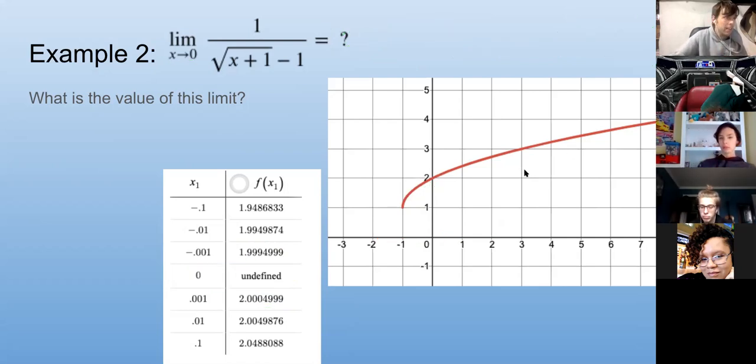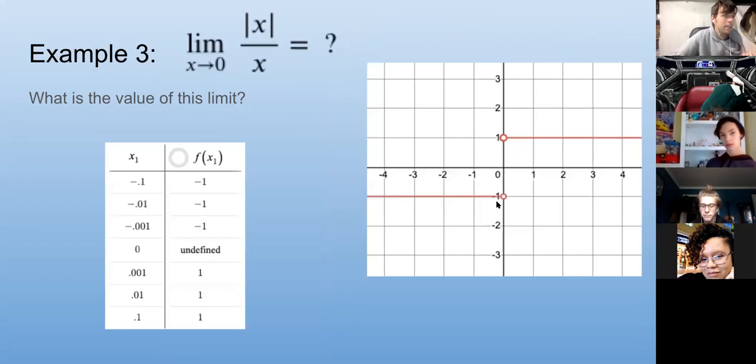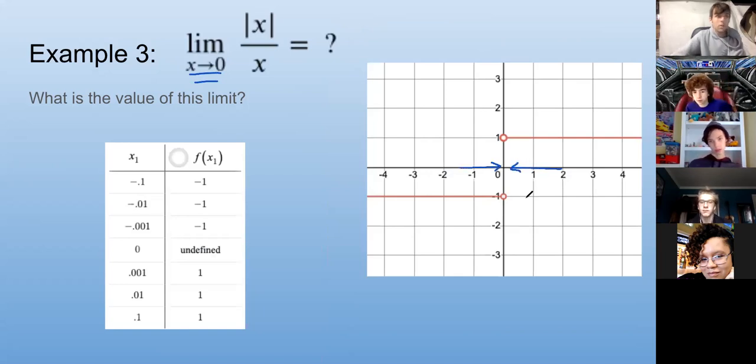And then another example here of something else that can happen is this. So this is a weird equation. We got absolute value of x over x. You can see the graph of it here. And again, we're looking as x approaches 0. So we're looking at as it approaches 0 from both sides. Well, if we follow the left side of the graph, it's approaching -1. But if we follow it from the right side, it's approaching +1.